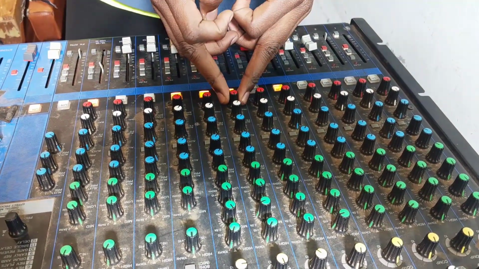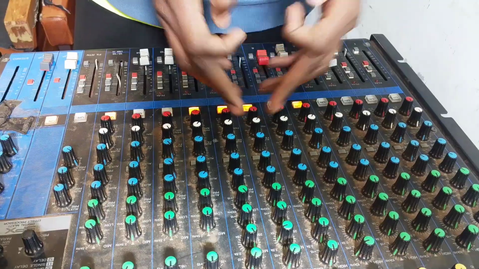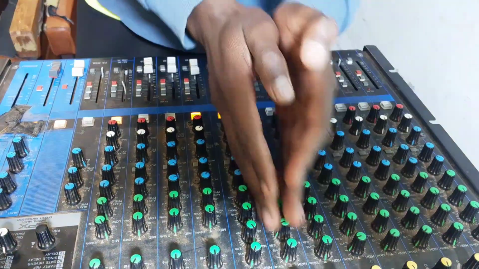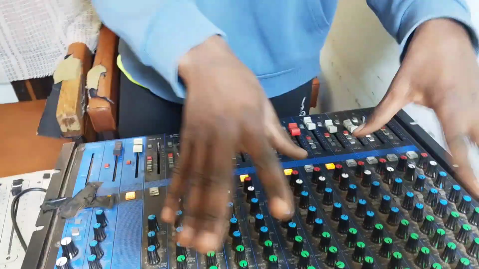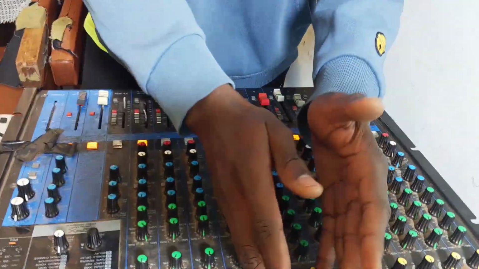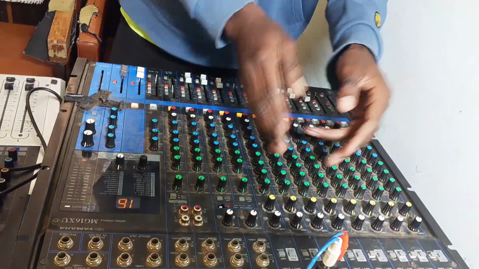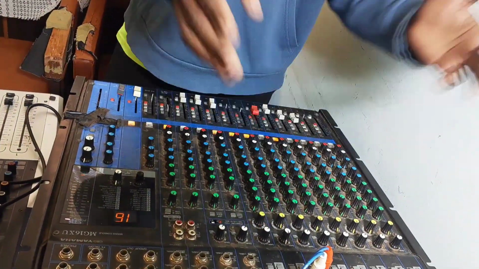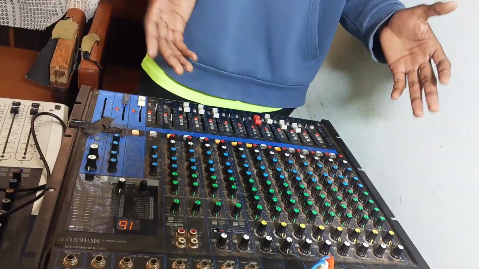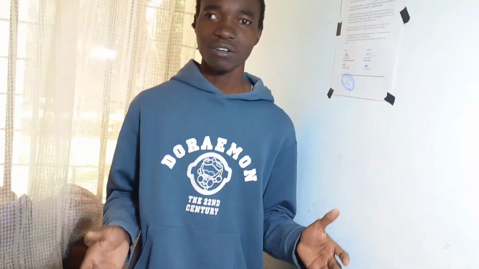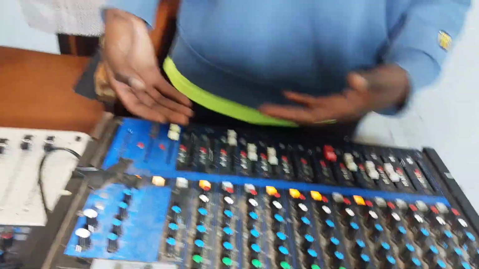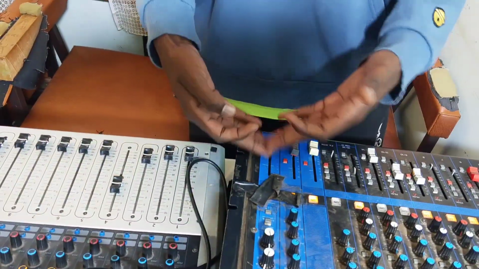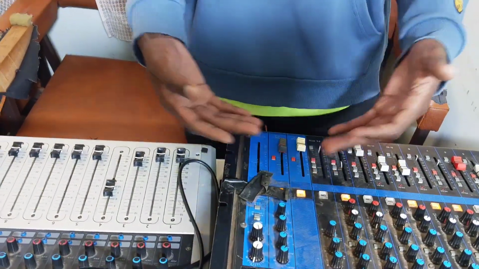We have the pan, which I've talked about, just for distributing sound. The same thing for the other channels. And also this knob here is just for increasing the clarity of the sound. And also we have the channel slider. The same thing, we have the master volumes.